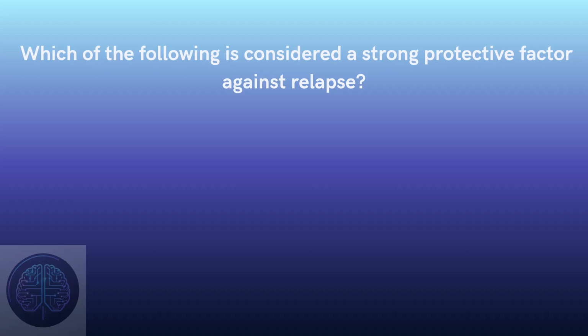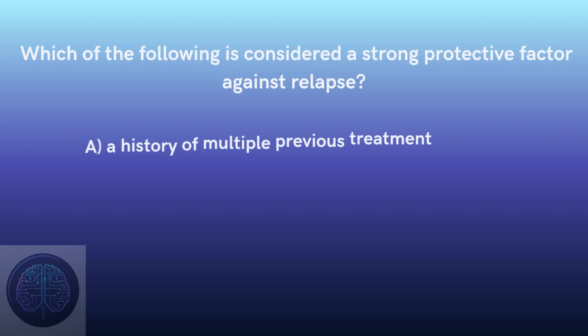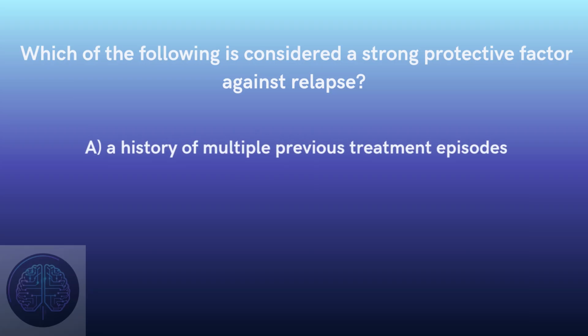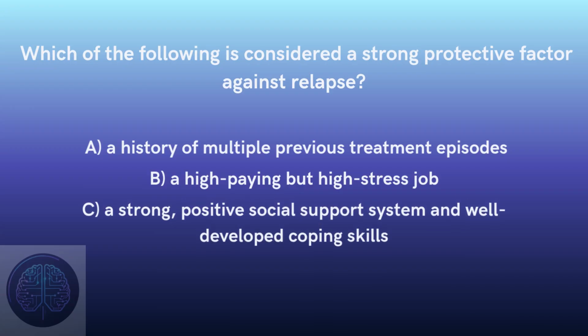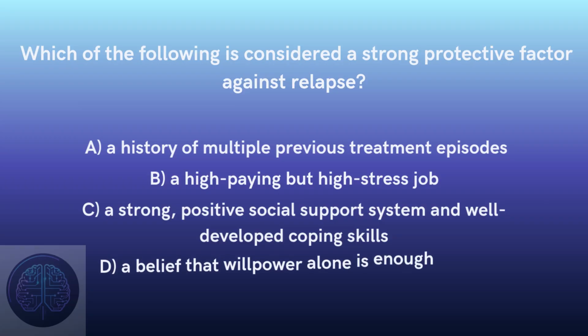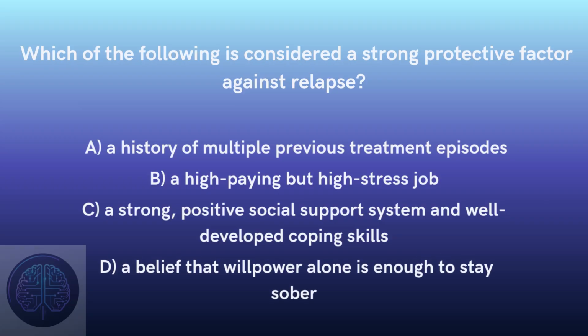Number 14. Which of the following is considered a strong protective factor against relapse? Options are A. A history of multiple previous treatment episodes. B. A high-paying but high-stress job. C. A strong, positive social support system and well-developed coping skills. Or D. A belief that willpower alone is enough to stay sober.